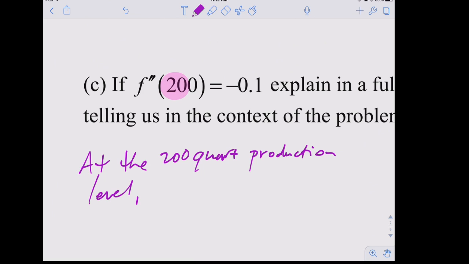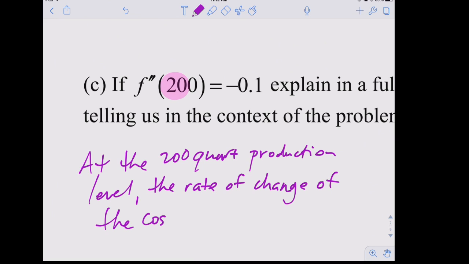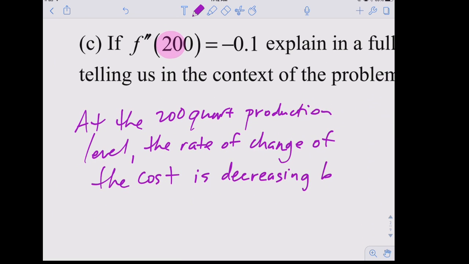Now, what does f double prime measure the change of? It measures the rate of change of f prime. What would you call f prime? The rate of change of the cost. So the rate of change of the cost is what? Increasing or decreasing? It's decreasing by 0.1. Now we say decreasing, that interprets the negative sign, so it's decreasing by 0.1.